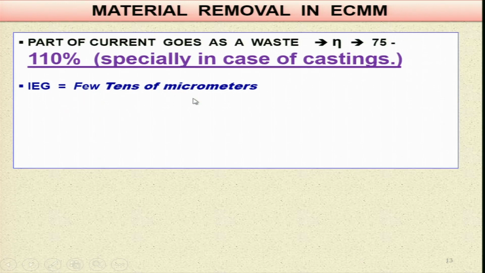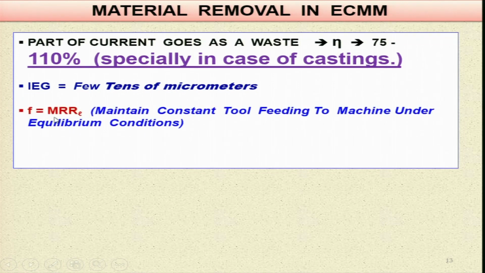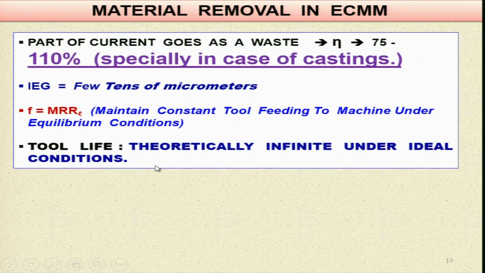The inter-electrode gap is a few tens of micrometers in case of the ECMM process, F is the feed rate, and this is the linear material removal rate. If the feed rate of the tool towards the workpiece or vice versa is equal to the linear material removal rate, in terms of microns or millimeters, then it maintains constant tool feeding to machine under equilibrium conditions. If you want to machine under equilibrium condition, you should maintain constant tool feeding. Tool life is theoretically infinite, as I mentioned earlier, under ideal conditions.